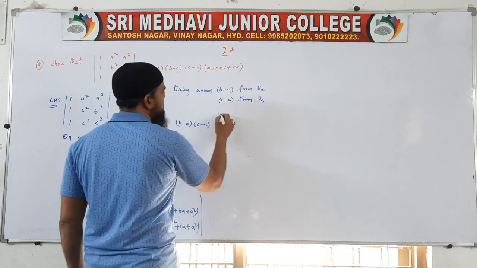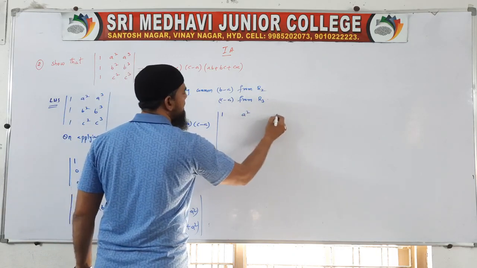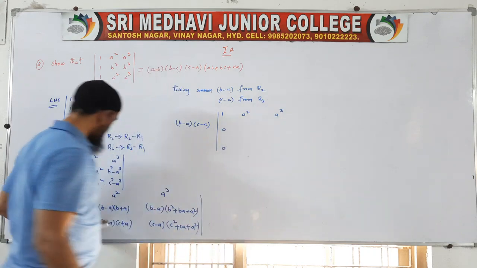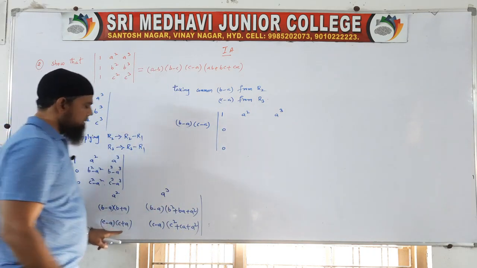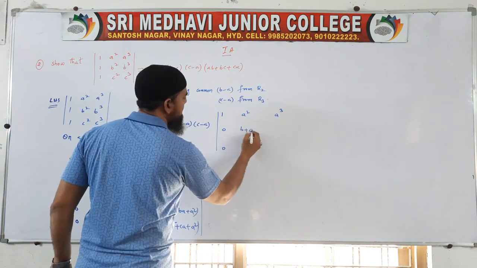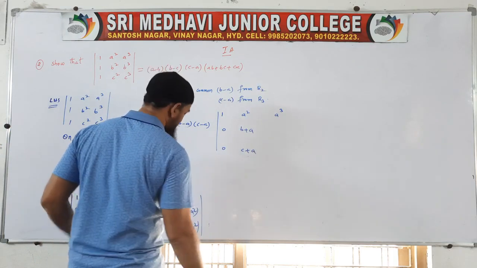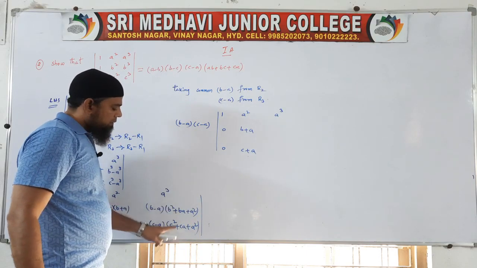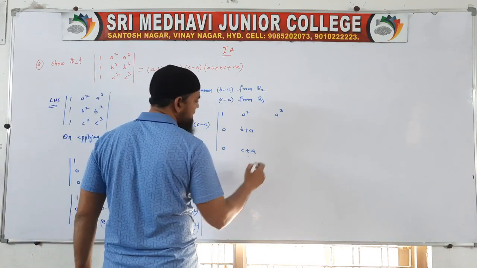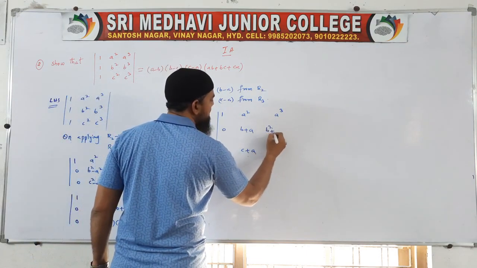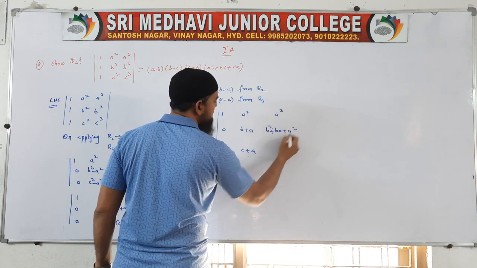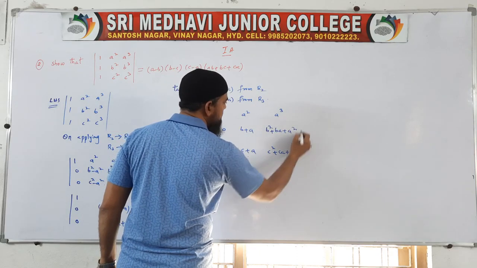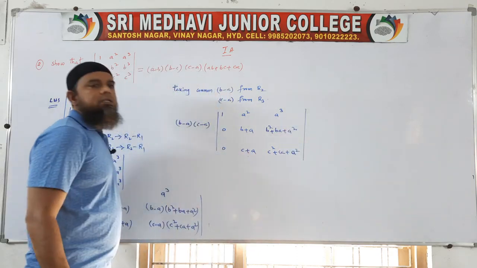1 a square a cube, 1 a square a cube, and then 0 and 0. After taking b minus a common, here I am getting b plus a, and here it is c plus a. b minus a is taken common, c minus a is also taken common. These two we have to write, b square plus ba plus a square, and c square plus ca plus a square. So this is the determinant.